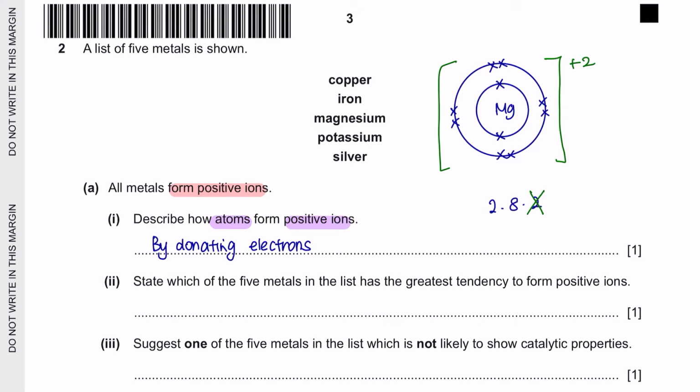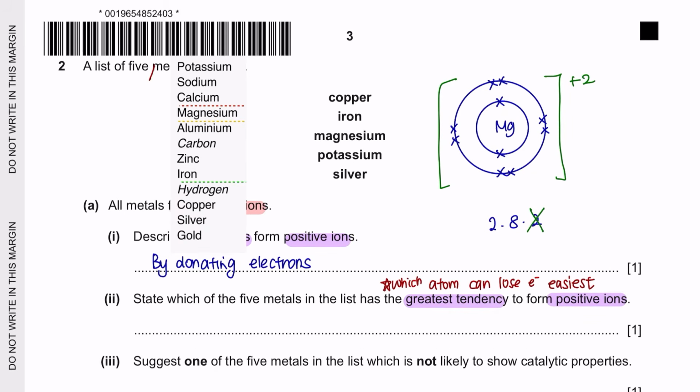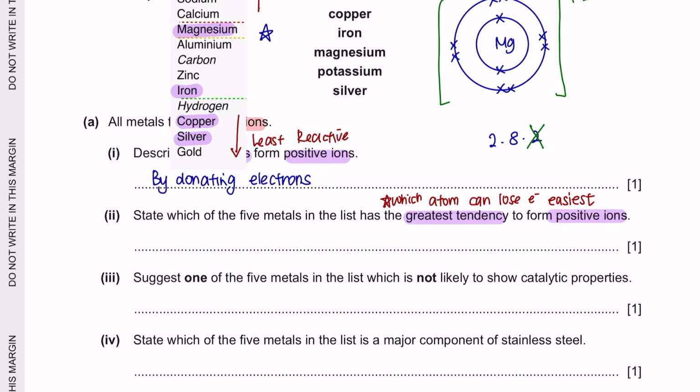Next, part 2. State which of these 5 metals in the list has the greatest tendency to form positive ions. To answer this question, you must remember your reactivity series. The elements at the top of the series are more reactive. So between these 5 elements, potassium is the most reactive, giving it the greatest tendency to form positive ions.